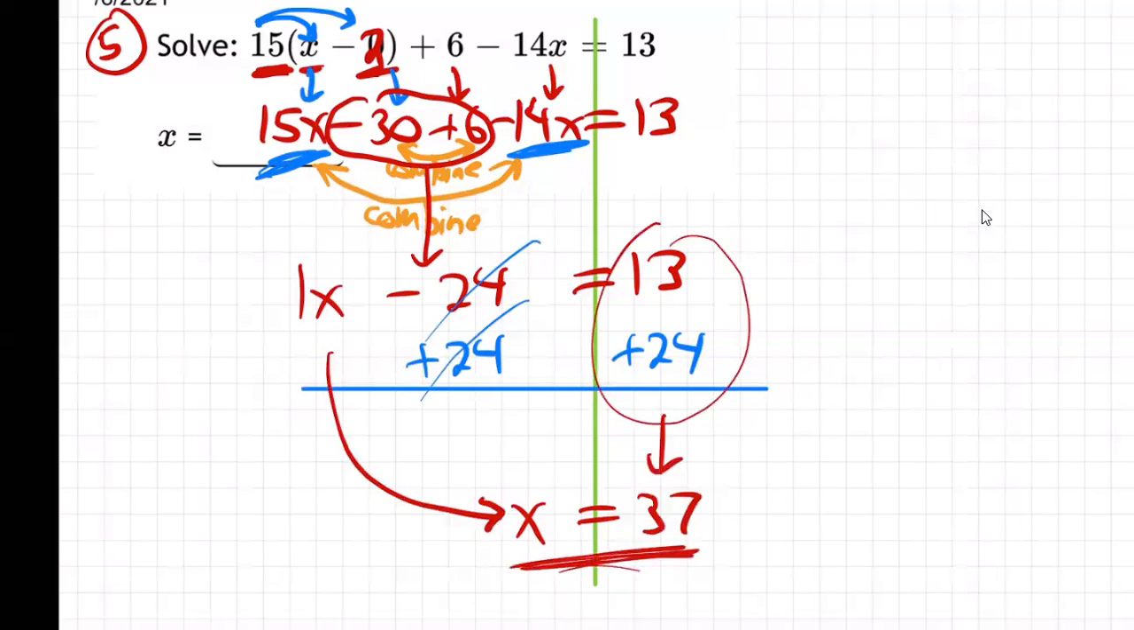So what do we do again? With the parentheses, whenever you have something outside parentheses, you distribute. So it became 15X minus 30. Brought down the 6 and the minus 14X. Then we combine 15X minus 14X is 1X. Minus 30 plus 6 is minus 24. Then we had to get X alone, so we added 24 to both sides to cancel this out. X is alone, 37. There we go.